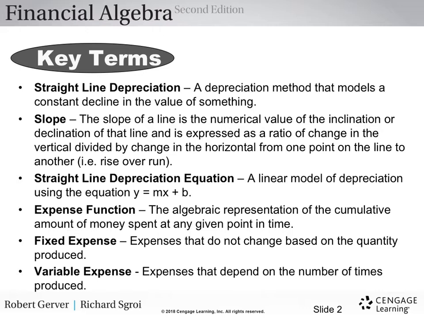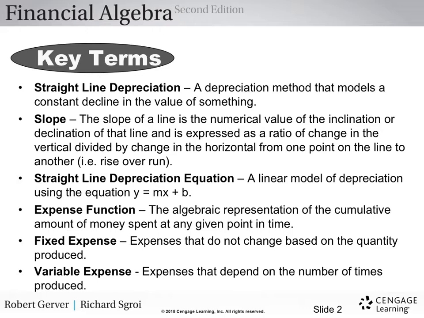The next term is straight line depreciation equation. This is a linear model of depreciation using the equation y equals mx plus b. If you remember, again, back from math class, y equals mx plus b is the equation of a straight line. m is the slope, b is the y-intercept.